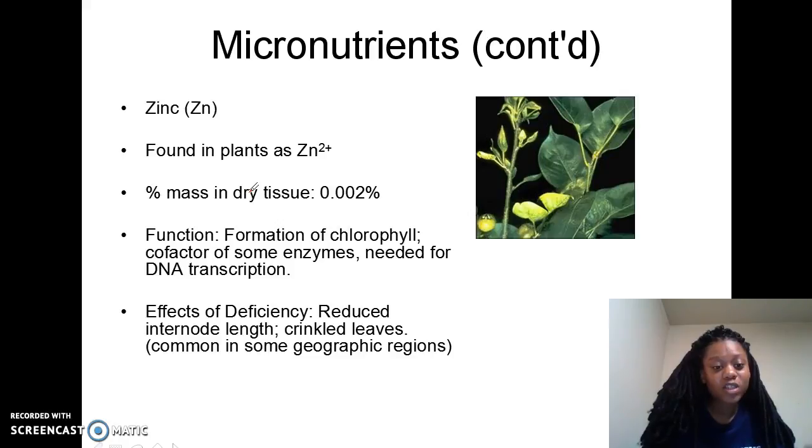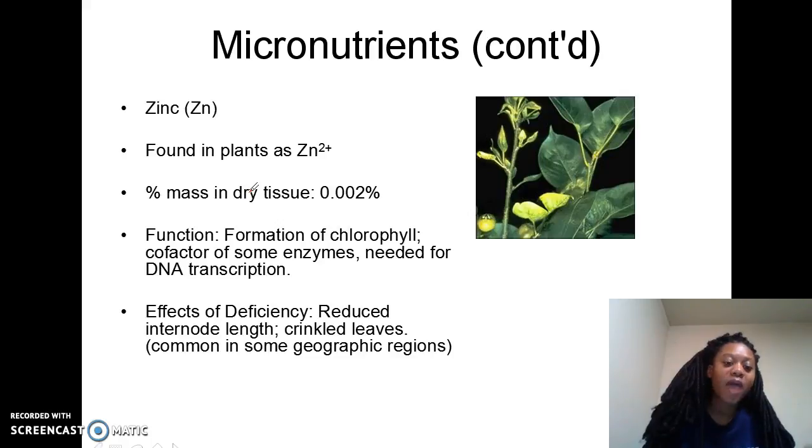Okay, the function of zinc is the formation of chlorophyll, cofactor for some enzymes, and needed for DNA transcription. Well, DNA transcription helps the genetic information pass along through the plant. Formation of chlorophyll will give the plant its green color. And the cofactor is what we talked about previously. It helps the substrate bind to the enzyme.